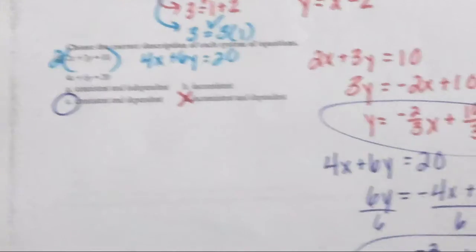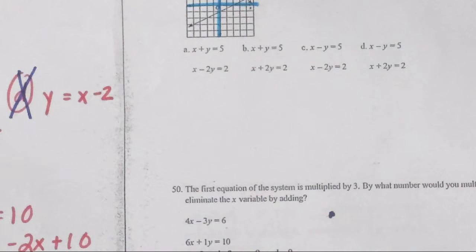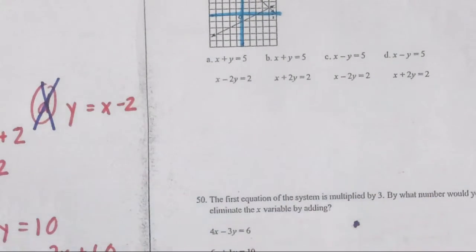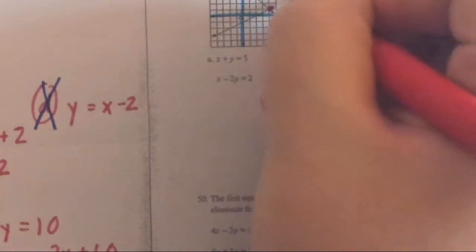Okay, let's go to 49. Which system is graphed? So I'm looking. I'm going to kind of cheat this time. I see that they cross at 1, 2, 3, 4, 1.